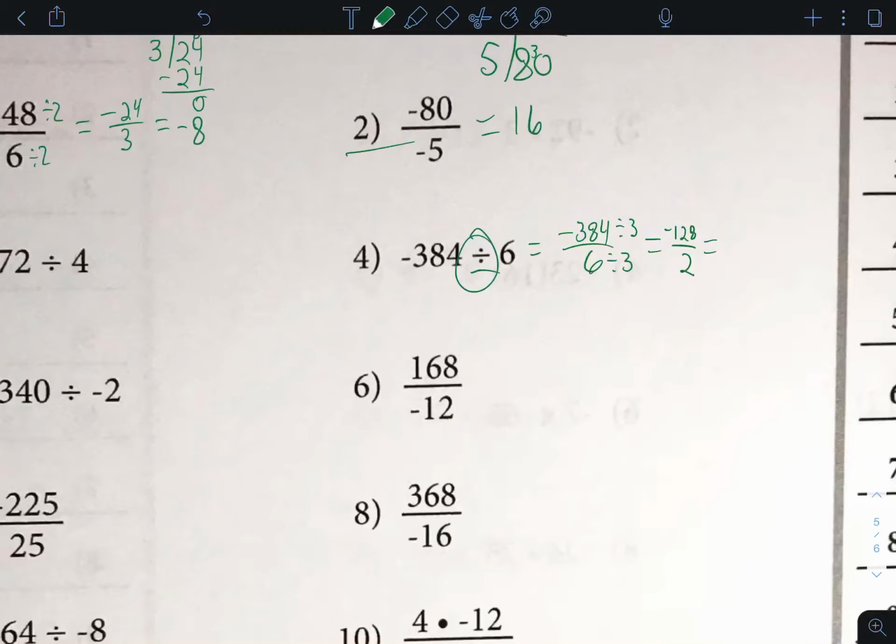I'll go to number 12. Negative 6 times negative 16.